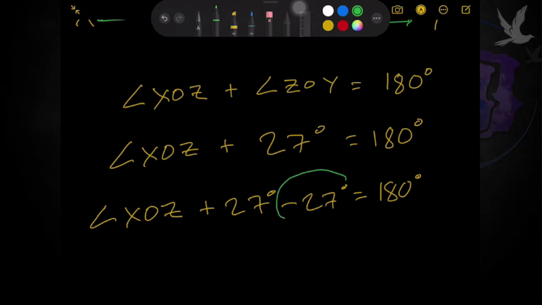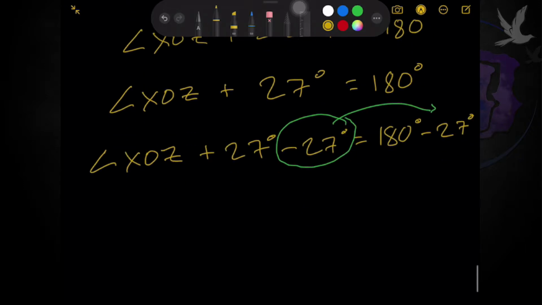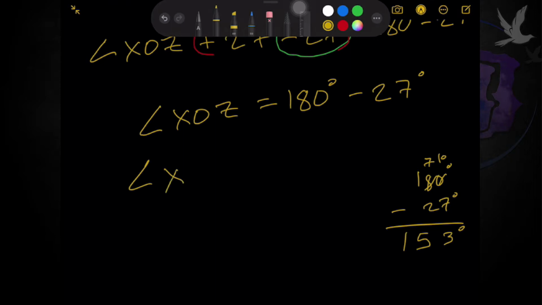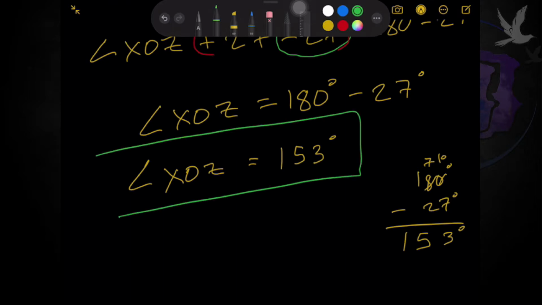Like what we said earlier, golden rule natin, what you do in one side of the equation, if nag-minus 27 tayo dito, you should also minus 27 here, or subtract 27 on the other side of the equation. So, knowing that positive 27 minus 27 is 0, we are just now left with angle XOZ equals 180 degrees minus 27 degrees. So from here, solve na tayo. 180 degrees minus 27 degrees. 10 minus 7 is 3. 7 minus 2 is 5. And bring down 1. Okay. So 153 degrees ang answer natin dito, which means angle XOZ is equivalent to 153 degrees. Okay, ganun lang. That's how easy it is.